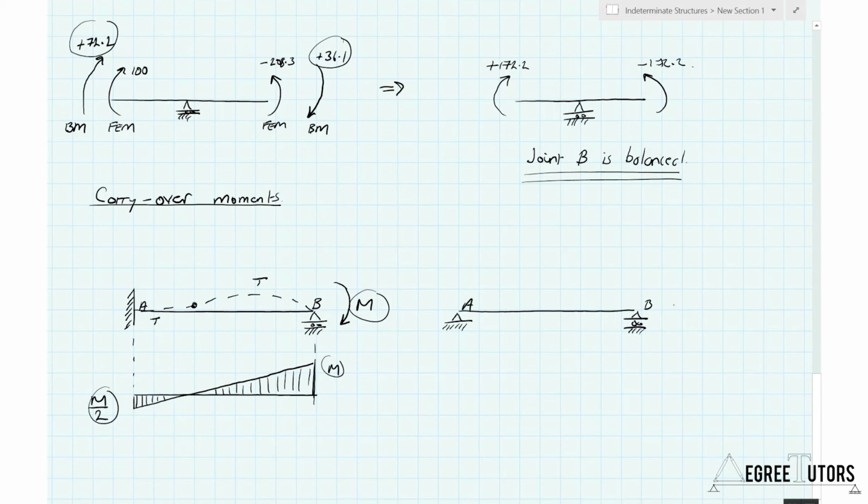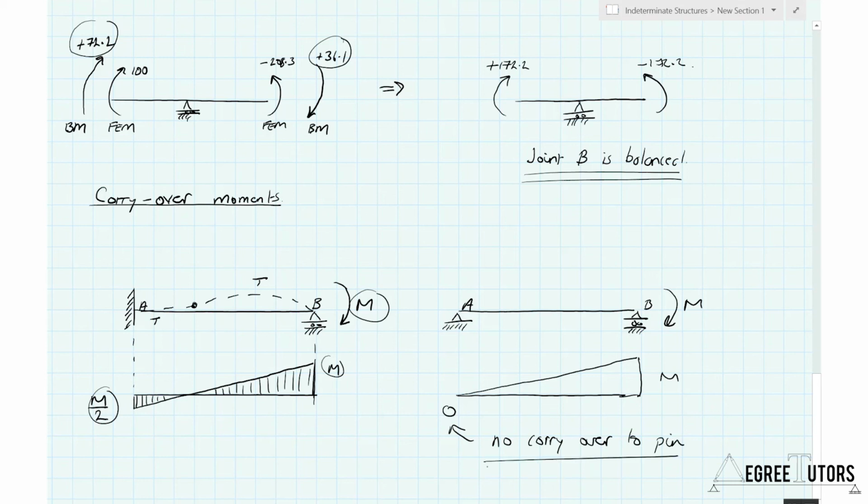Well, if I apply a moment at B again, we have no carryover moment, because we know at this stage, if we've studied bending moment diagrams, that there can be no moment developed at a pin support. And so if I have a pin, if I get M applied here, I have no carryover moment. So no carryover to a pin. Okay, and that's an important one.